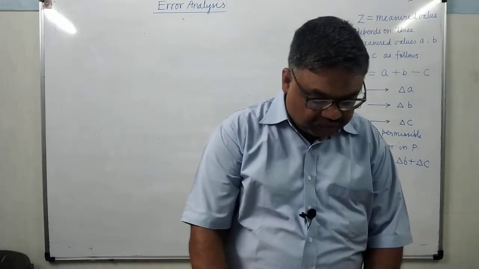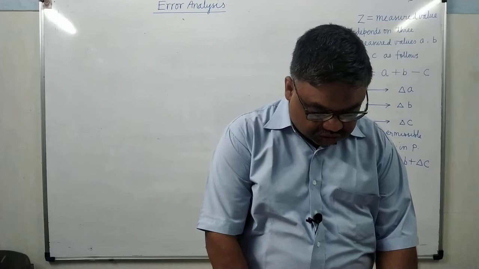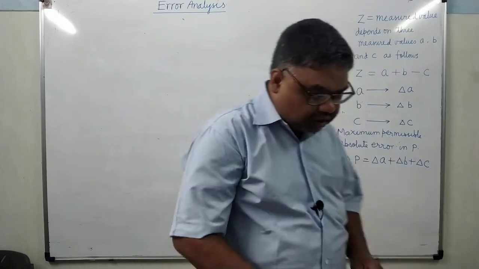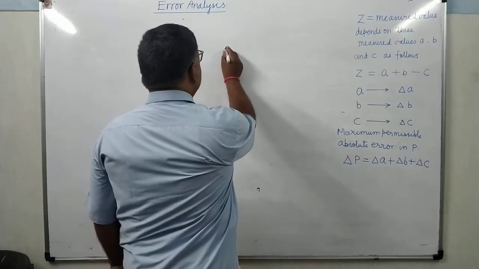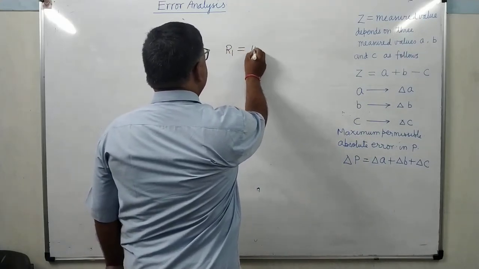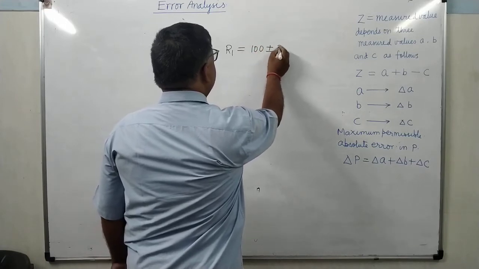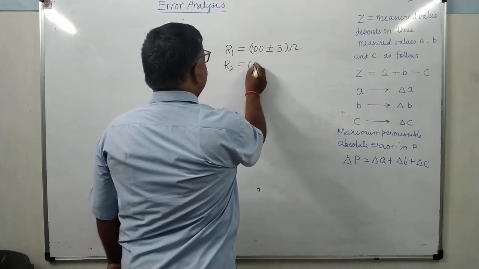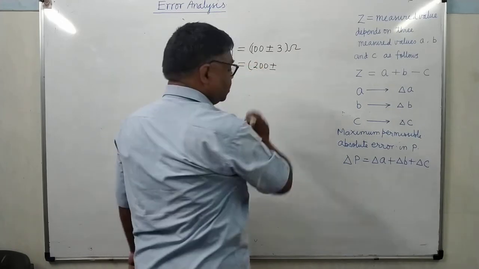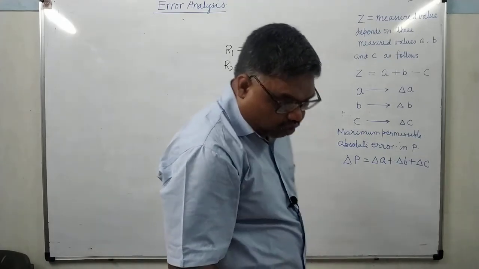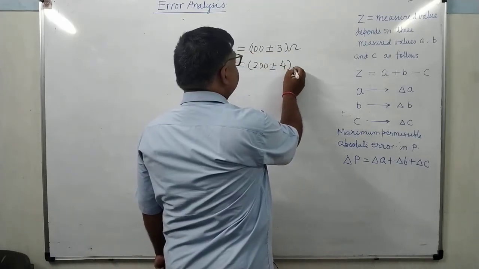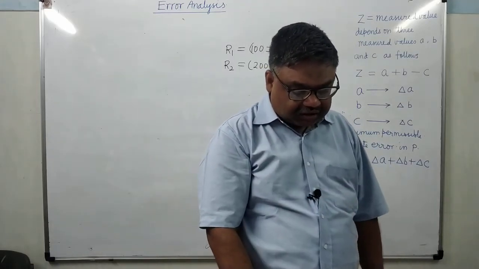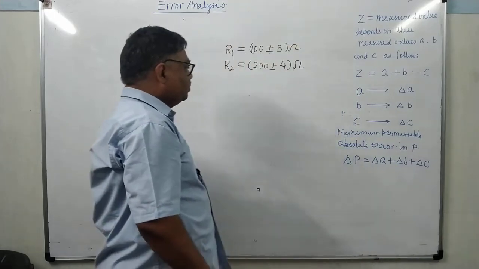I am reading one question. Two measured resistances R1 and R2. Here R1 is given 100 plus minus 3 ohm and R2 is given 200 plus minus 4 ohm. They are connected in series. You have to compute the equivalent resistance with proper error limits.